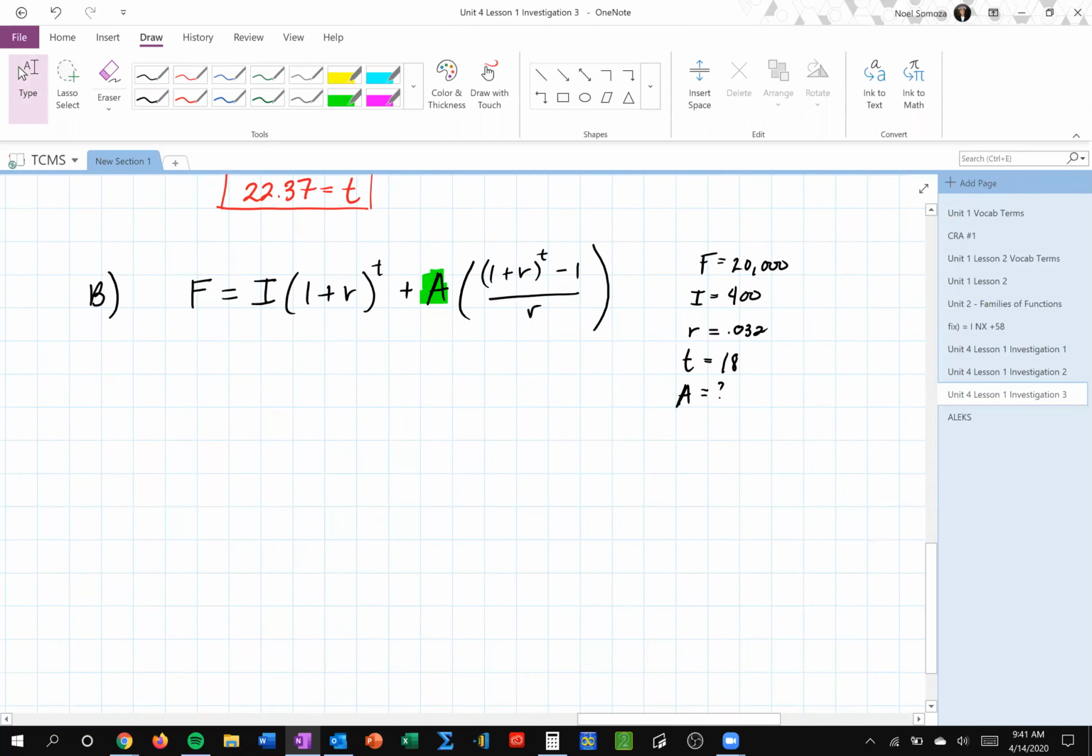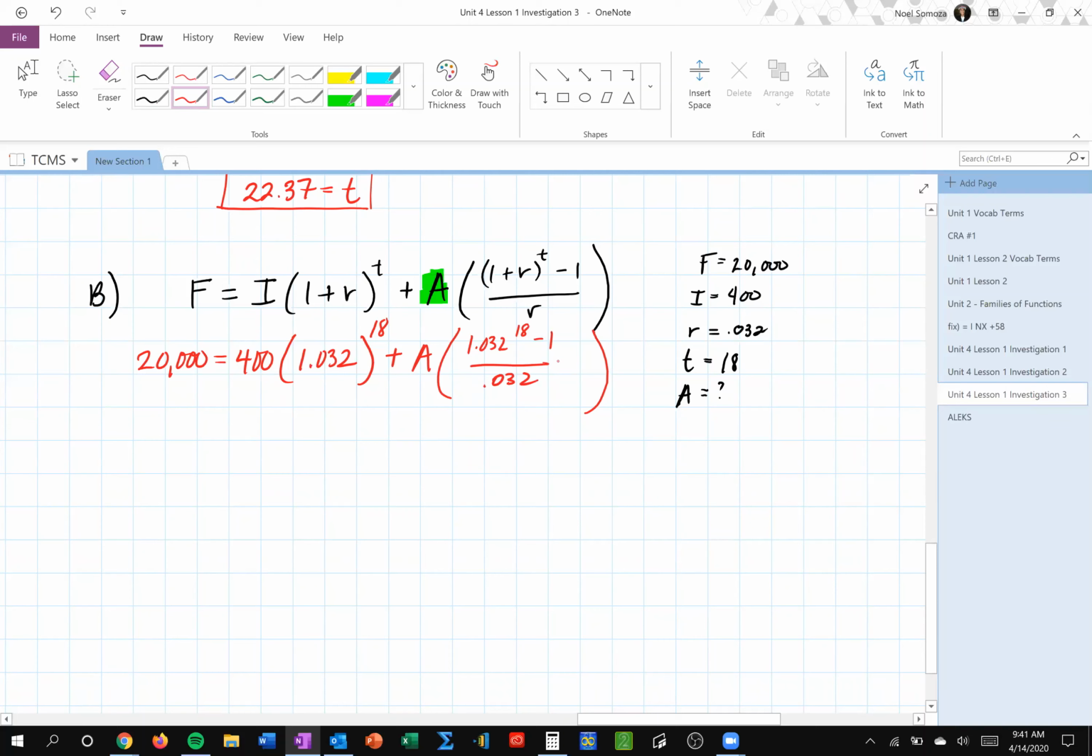I don't think we're going to need log this time, because we're going to plug in a number for t, so this should be a little bit easier. The final value is 20,000, the initial is 400, and 1 plus the rate is 1.032. This time we know t, so we plug in 18, plus A, which we leave as A. Then we get 1.032 to the 18th power minus 1 all over 0.032.